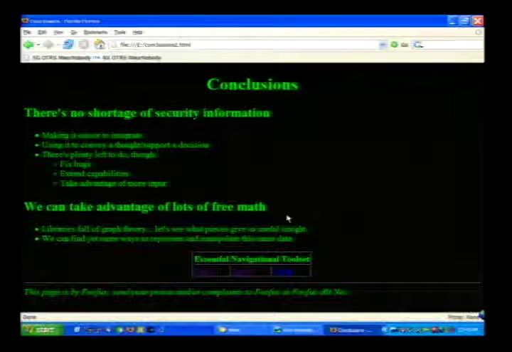We've got libraries full of graph theory that we can take advantage of. People have been proving theorems for centuries, and these suddenly have applications to making security decisions. That transitive closure equation is a nice one for us.